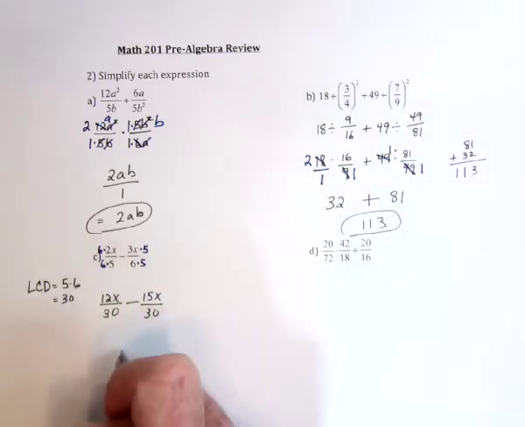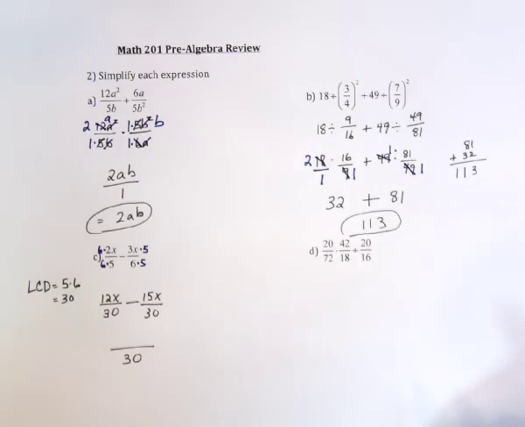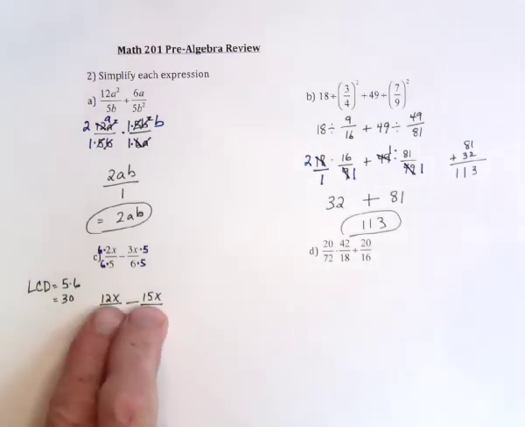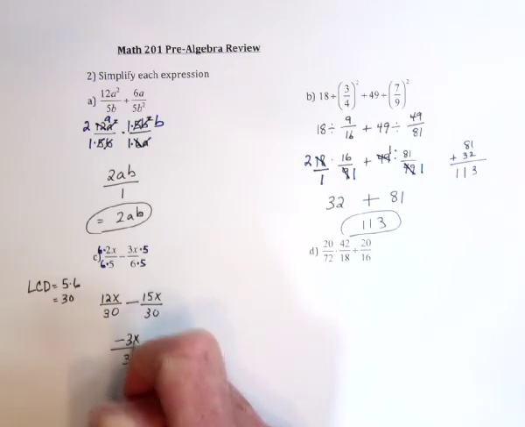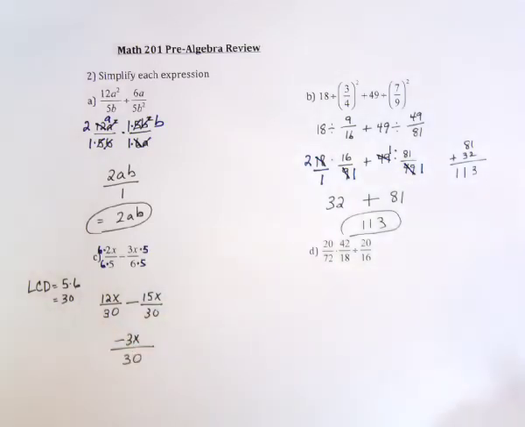All right, now that we've got the least common denominator of 30, we can combine these two. All you have to do is subtract 12 x's minus 15 x's. So that's really just saying how much is 12 minus 15? Well, that's 3. Because the 15 is negative, it actually leaves behind negative 3. And because they are x's, you say it's x.